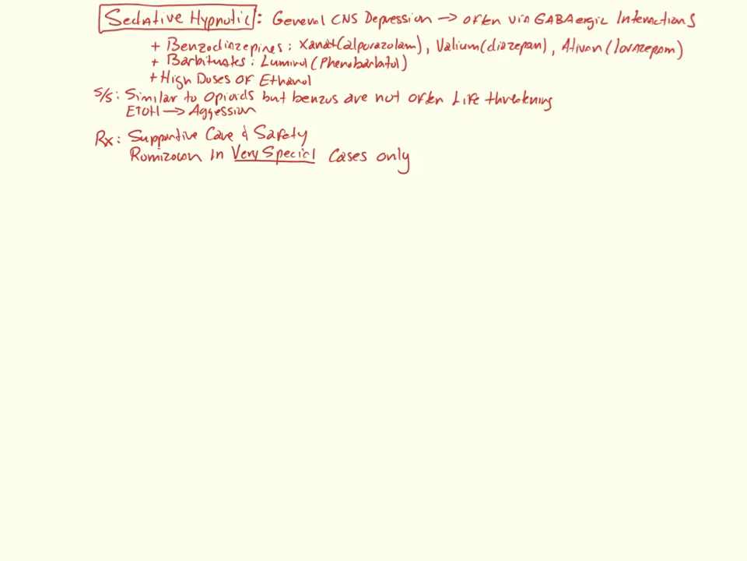Some examples of benzodiazepines: Xanax or alprazolam, Valium or diazepam, Ativan or lorazepam. You guys are familiar with some of these, right? Because we have some of these in our scope of practice. How about Rohypnol? Have you ever heard of Rohypnol? These are actually common, quote unquote, date rape drugs. Rohypnol is sometimes known as roofies.